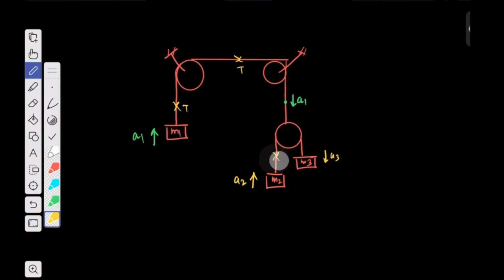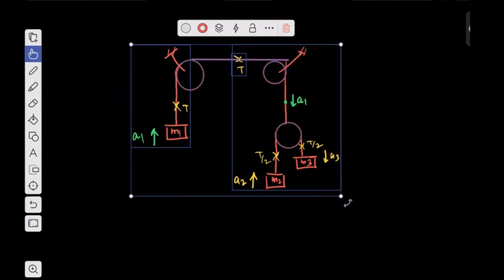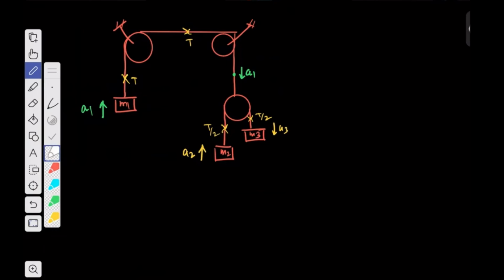So here I am going to have T by 2, here I will have T by 2. And depending upon the direction that we have considered, accordingly I will draw the free body diagram. I'll write the force equation. So I'll do it directly.